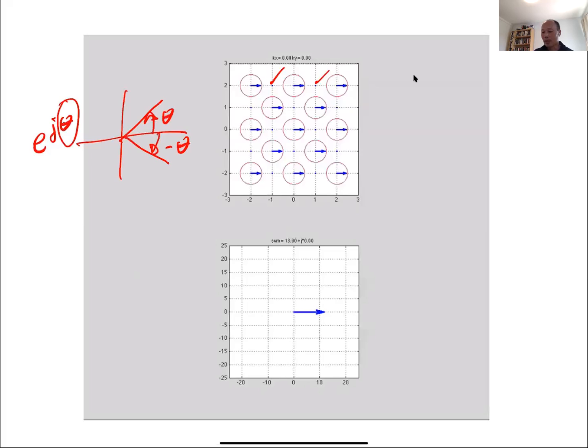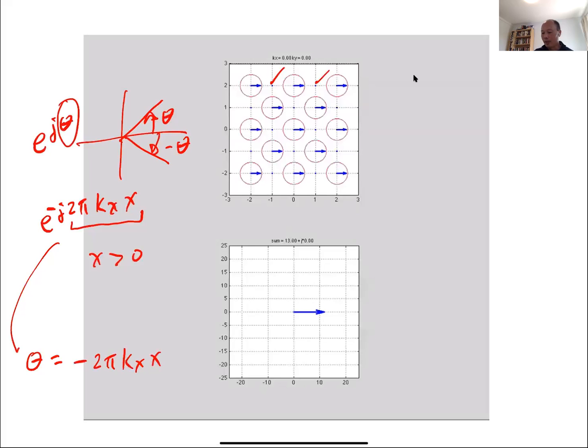If there's any question about where theta is, just look at the argument of e to the j theta. In the case of e to the minus j 2 pi kx x, you're just looking at what 2 pi kx x looks like. Is it positive or negative? We know that theta equals minus 2 pi kx x, because I have that minus term. So if x is greater than 0 and kx is greater than 0, theta is going to be negative, because kx and x are both positive.